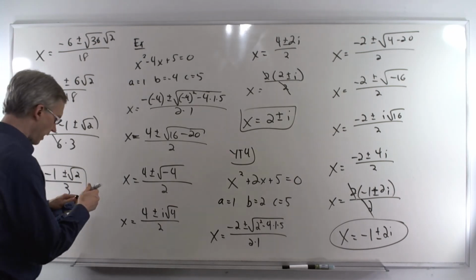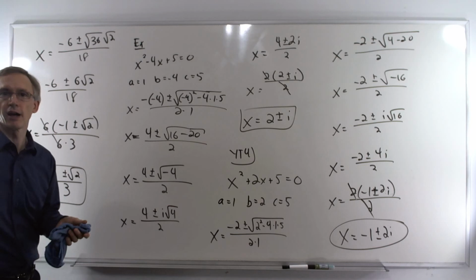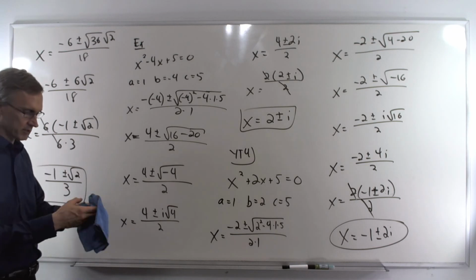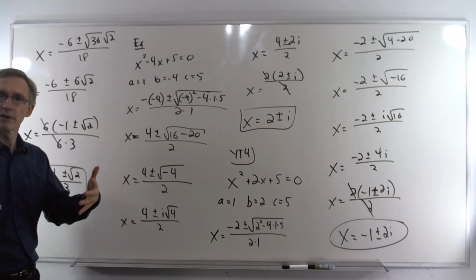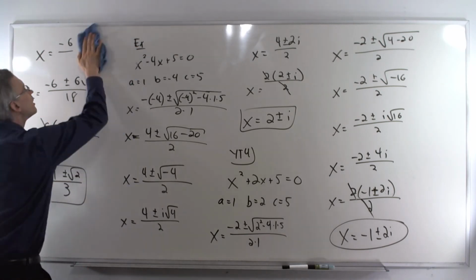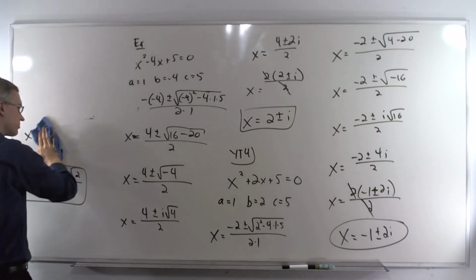So we've seen some equations have solutions with complex numbers, and some have solutions with irrational numbers. But some of them have solutions that are a mix of both of them. So that's what we're going to look at next.